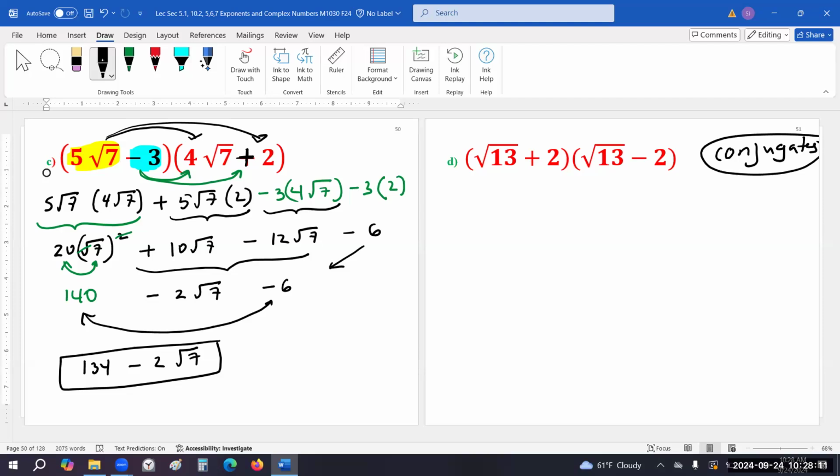Good job. When you multiply conjugates, it's the first term squared minus the second term squared. So when you multiply conjugates, they give us a difference of perfect squares. Conjugate means the same two terms, but the middle signs are different.